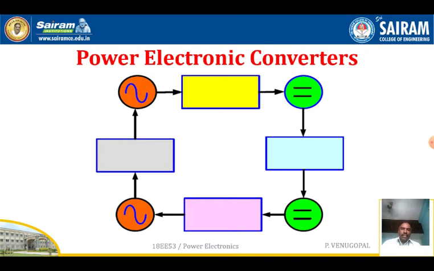So we have four different types of converters. One is AC to DC, also called a rectifier. Next is DC to DC, nothing but choppers. Next is DC to AC, nothing but inverters. Next is AC to AC, nothing but AC voltage controllers and cycloconverters.